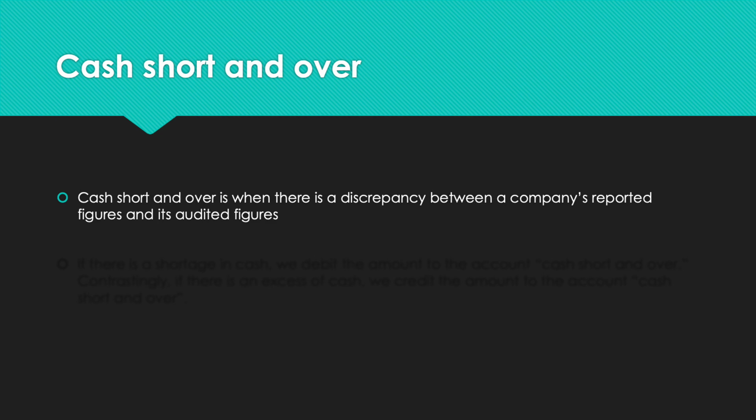It is possible for there to be receipt errors or reimbursement mistakes, causing more or less cash than they thought there would be. This is then recorded to a temporary account called cash short and over, which is credited if over and debited if short.